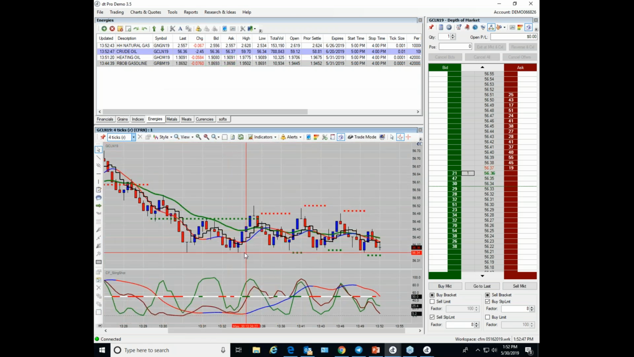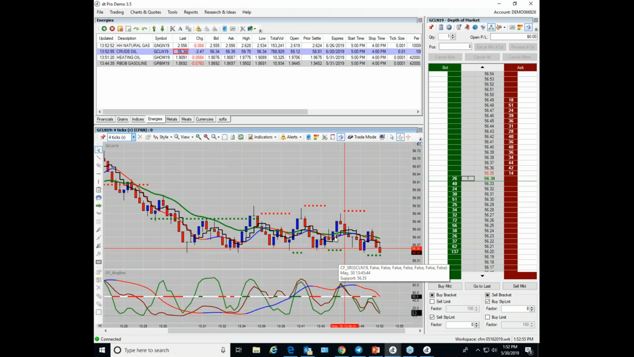Look at the sideways action. Notice dynamic support and resistance. Back and forth, back and forth. Okay? Typical when we're trading sideways, when you'll see dynamic support and resistance like this.